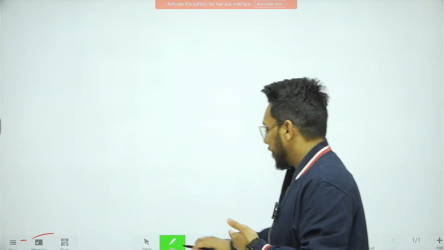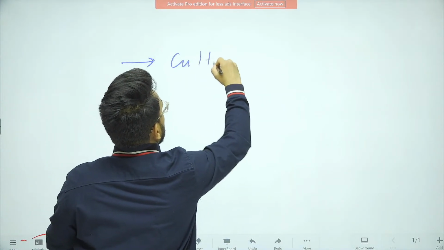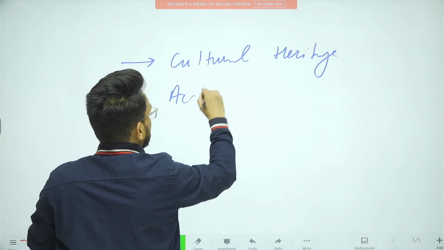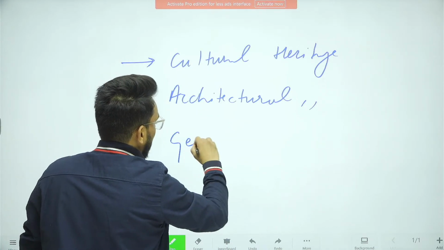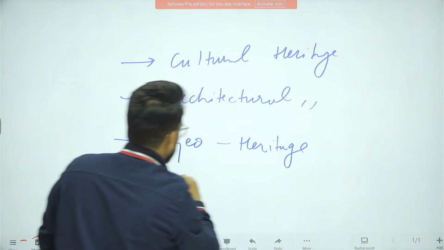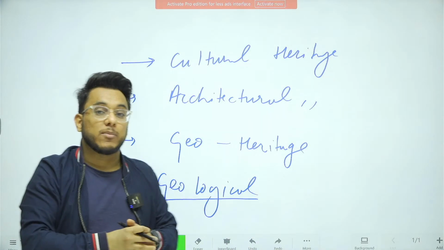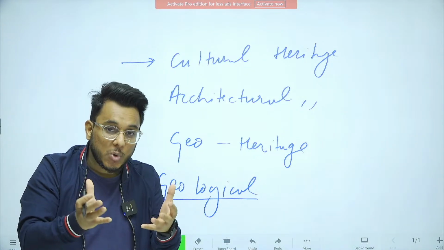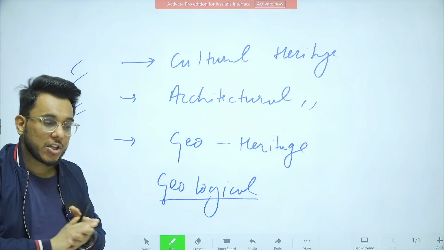So basically, guys, when we talk about heritage, we have cultural heritage, okay, fine. We have architectural heritage, okay, and at the same time there is also geo-heritage, or you can say geological heritage. Now basically, guys, there are certain sites which demonstrate the culture of a particular place. There are certain temples and other kinds of architectural monuments which showcase the culture and architectural heritage of a particular society, of a particular region, and we conserve them.